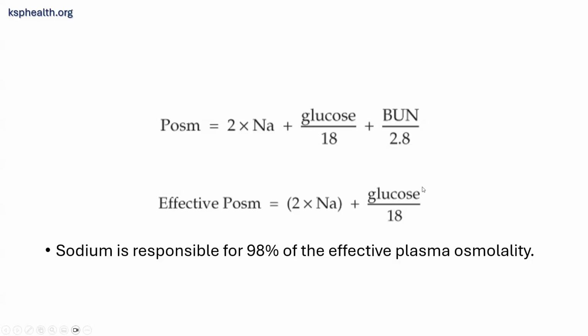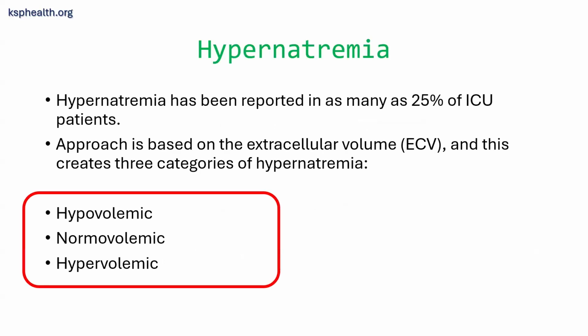The glucose at a normal level does not contribute that much; it contributes only 2% of the effective plasma osmolality. The effective plasma osmolality is otherwise called tonicity. If the tonicity is equivalent to the plasma, that is called isotonic. If it is lower, it is called hypotonic. If it is higher, it is called hypertonic. This is how the terminology of tonicity comes about. Okay, with that basic, let's dive into hypernatremia.